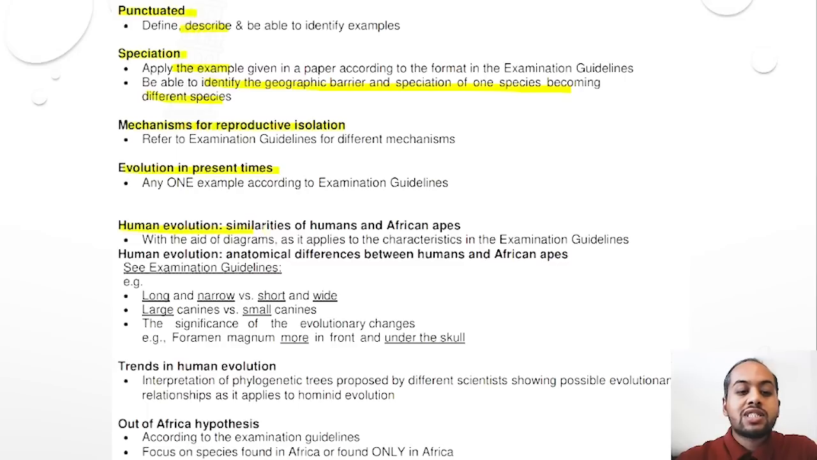human evolution with the similarities of humans and African apes, with the aid of diagrams as applies to the characteristics in the exam guidelines. Human evolution, the anatomical differences between humans and African apes: long and narrow versus short and wide, large canines versus small canines, etc. Trends in human evolution, interpretation of a phylogenetic tree, the Out of Africa hypothesis, focus on species found in Africa and those found only in Africa.